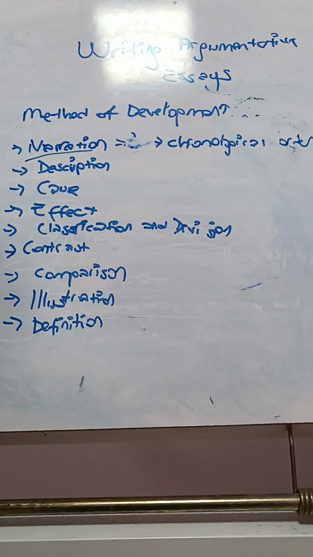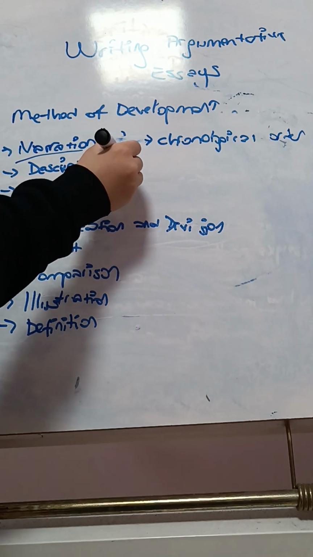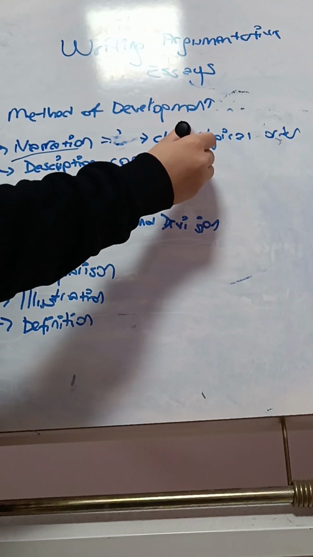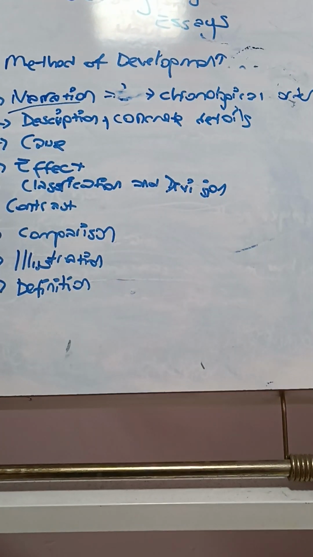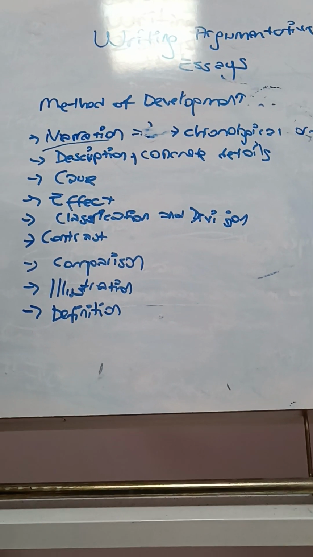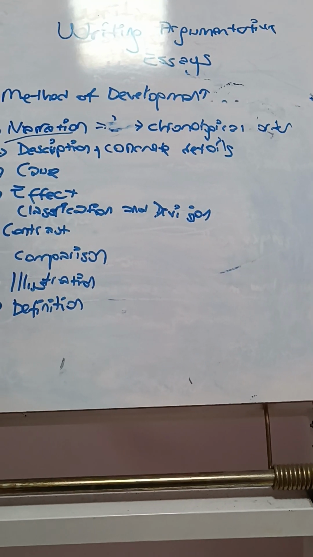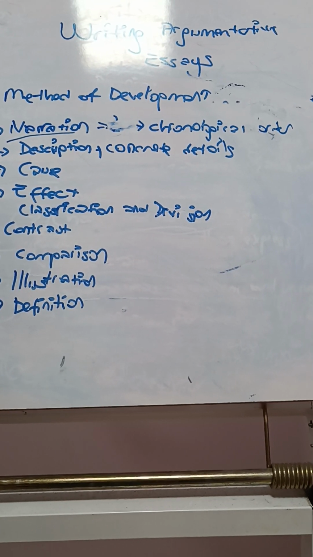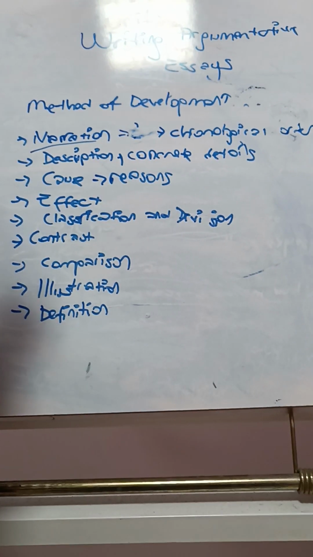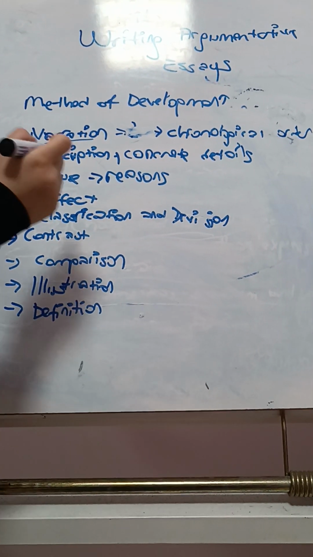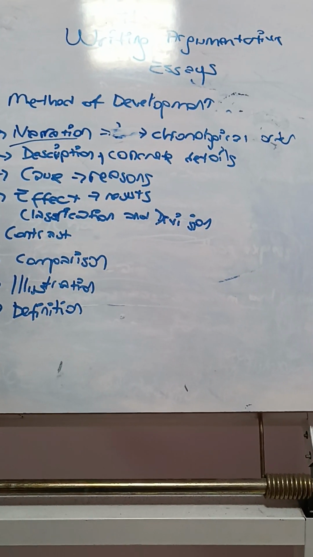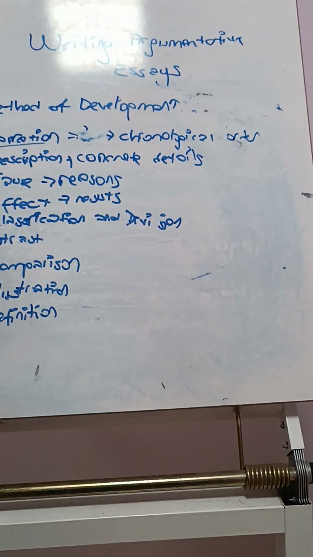Description. A description gives us constraint, details. The cause are reasons for occurrence of an event, a decision, an action, and so forth. So causes, reasons. Effect are the result. Results of an event, a decision, an action, and so forth.